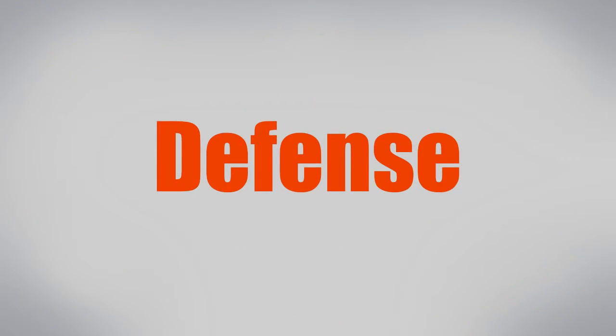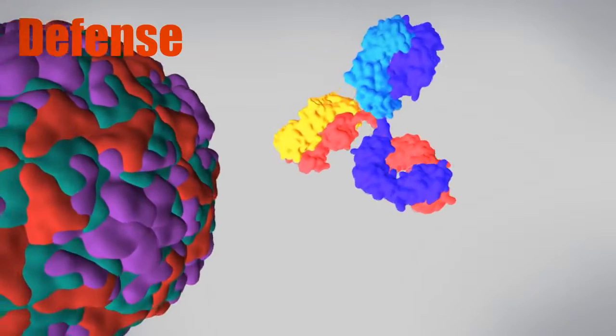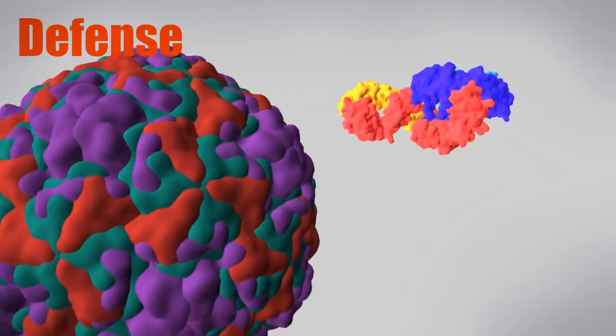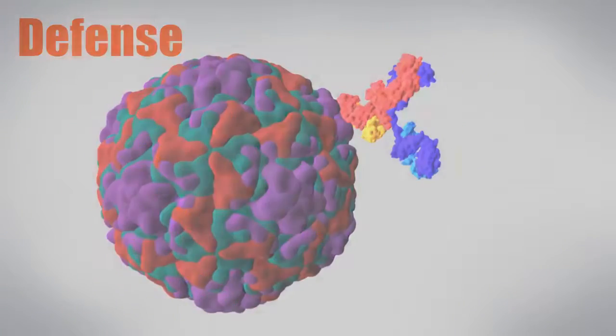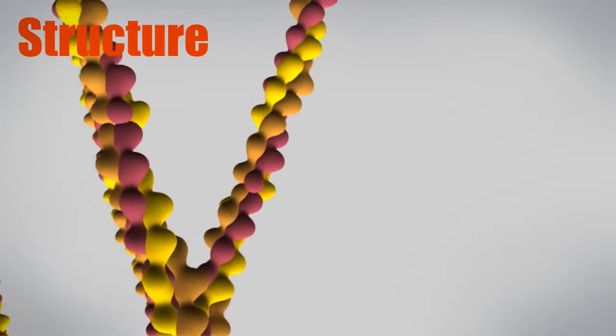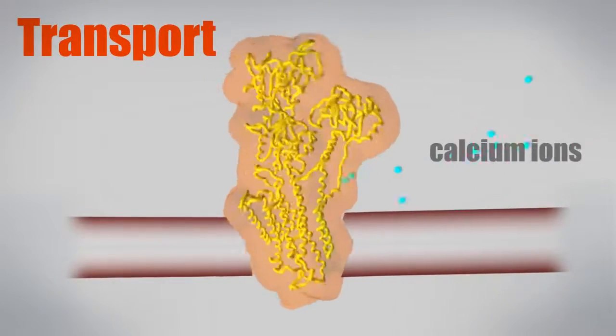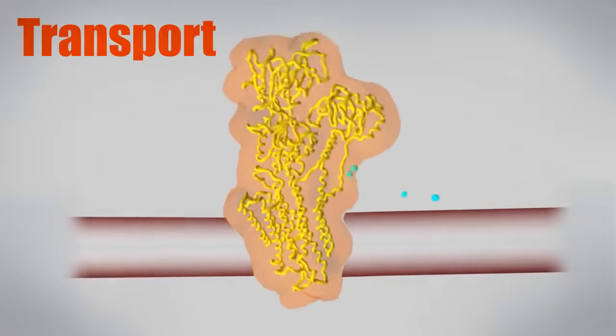The flexible arms of antibodies protect the body from disease by recognizing and binding to foreign molecules, and thus preventing the viral RNA or DNA from entering the cell. Collagen forms a strong triple helix that is used throughout the body for structural support. The calcium pump moves ions across cell membranes, allowing the synchronized contraction of muscle cells.